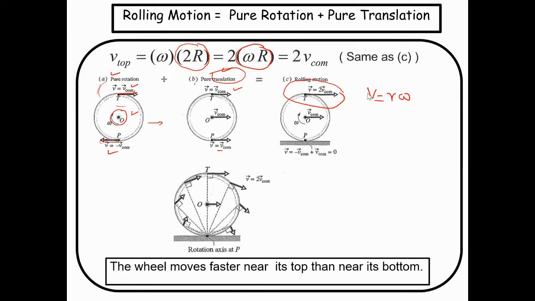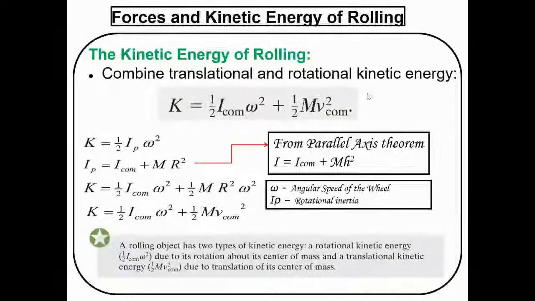If any object is under rolling, it must have rotation as well as translation. Understand, brother? Yes, teacher. Okay. Yes. Now, again the same formula.